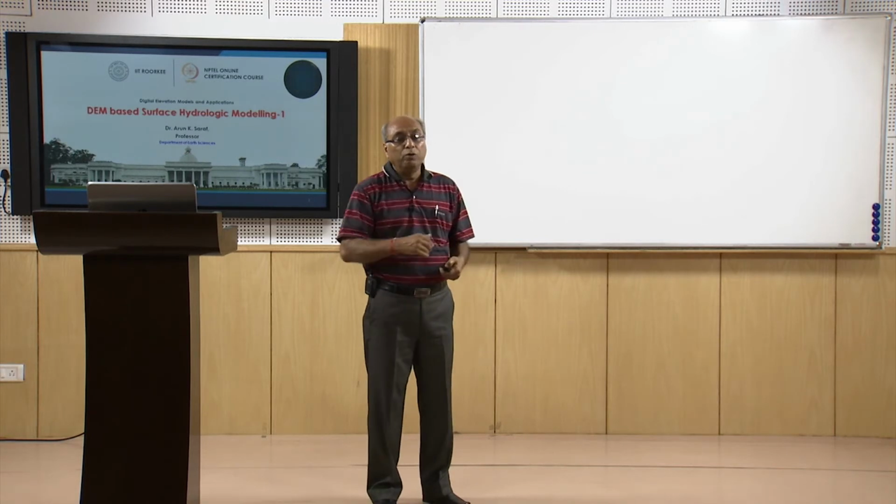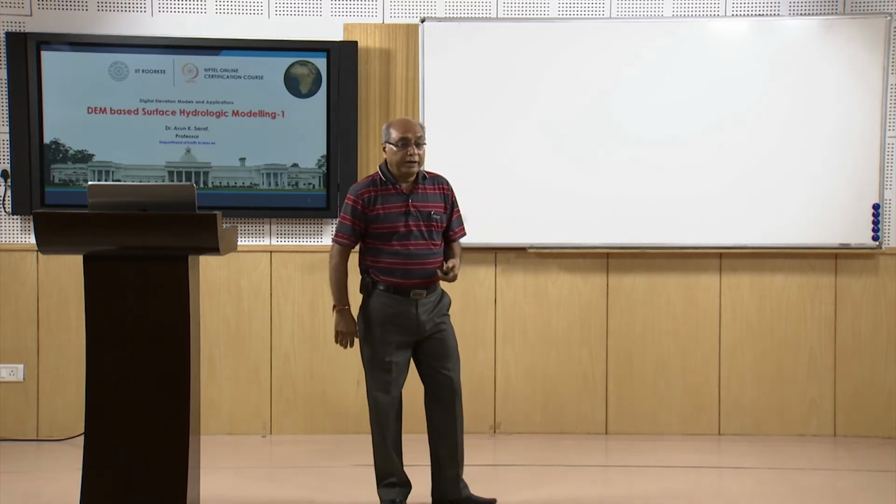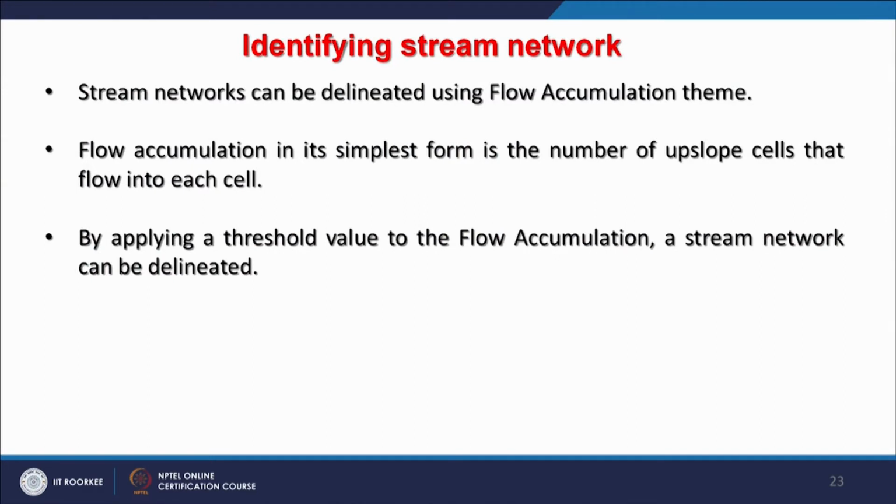So at higher elevations, say near the watershed boundary, you will have a very small flow accumulation value, whereas at the pour point, in this particular example at the edge of our watershed from where the water will go out of my study area, the flow accumulation value is going to be very high, because it is counting the upslope cells which are going to flow into each cell. And by applying a threshold value to a flow accumulation theme, a stream network can be delineated.